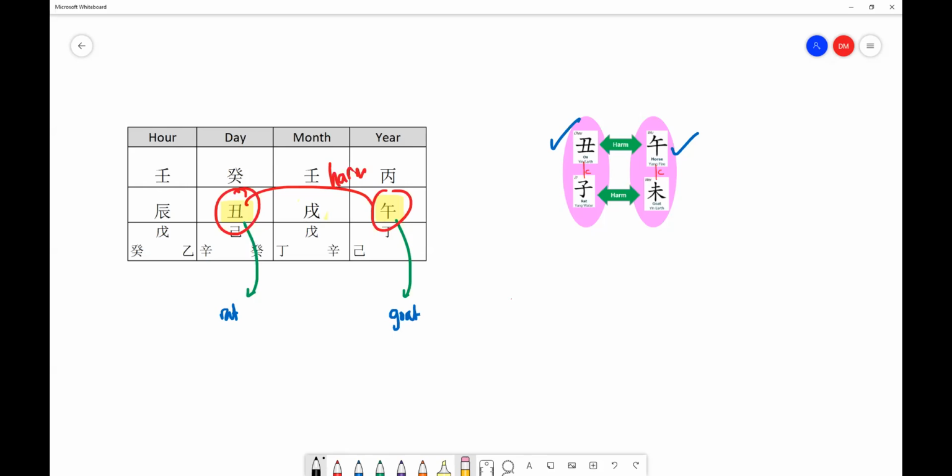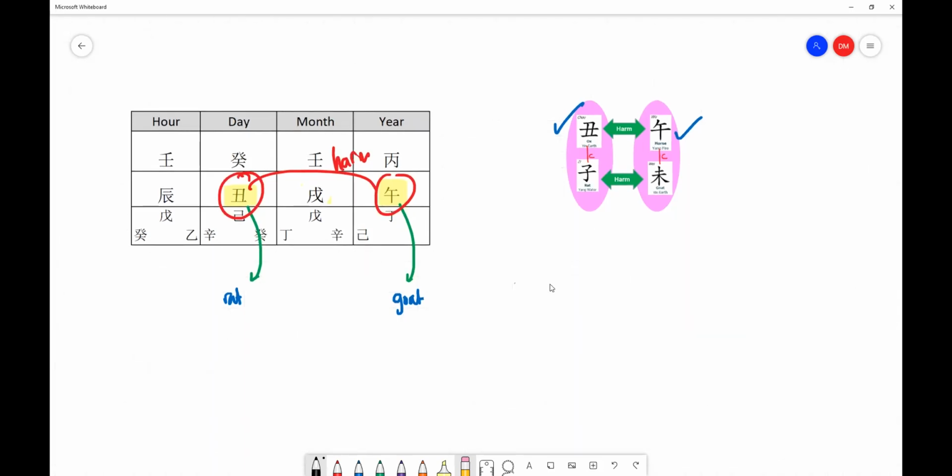So David, can you interpret this? What would happen in real life, like applying the 10 gods? Can you tell the story? What it means? Okay, to tell the story, first of all, we can look at it from either harm relationship or not. So let's apply the 10 gods into it.